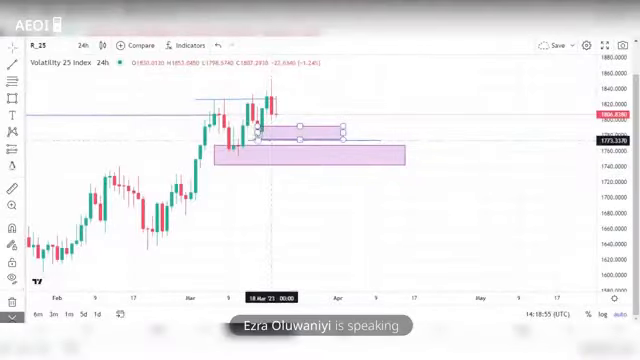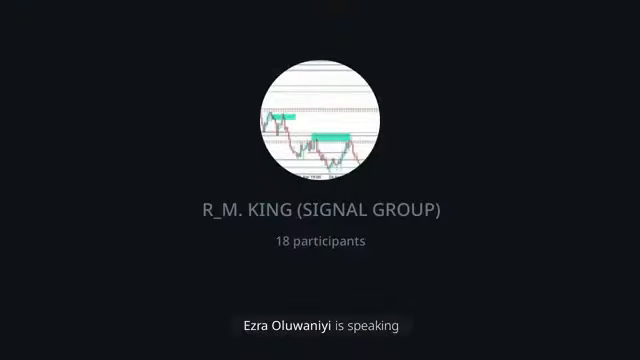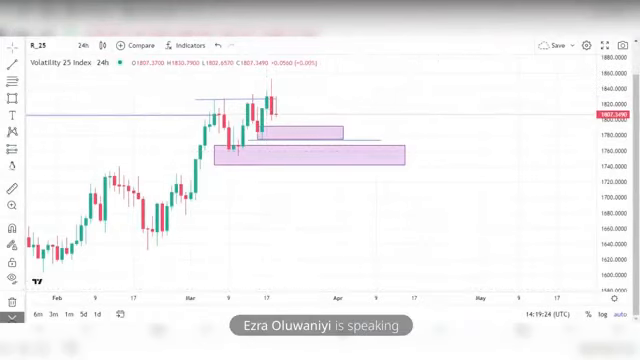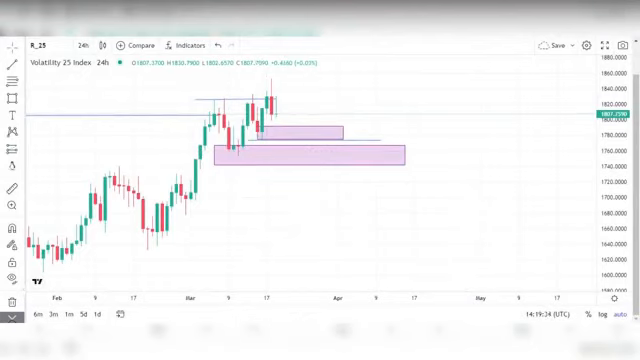All right. So can we see my screen? Yes, sir. Can you see my screen? Yes, sir. Is it showing? Yes, the second zone you marked up.